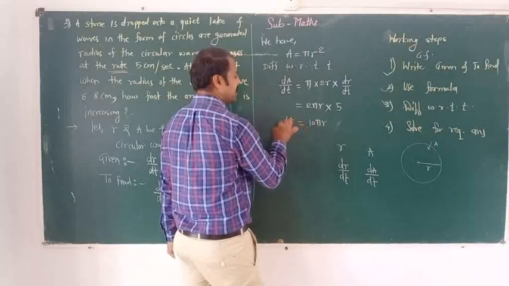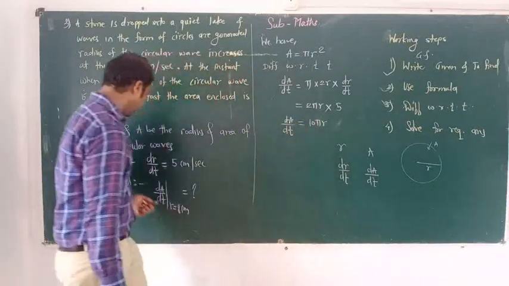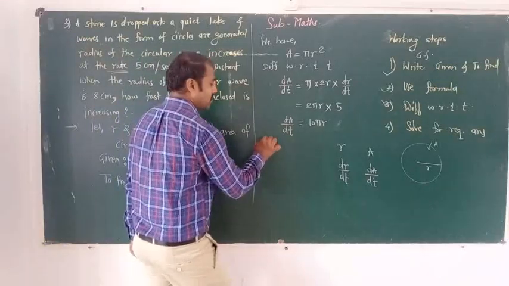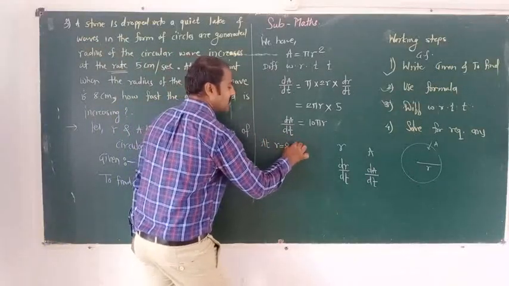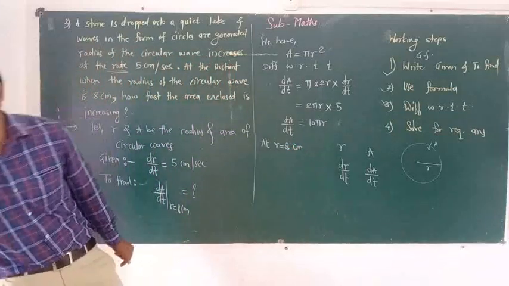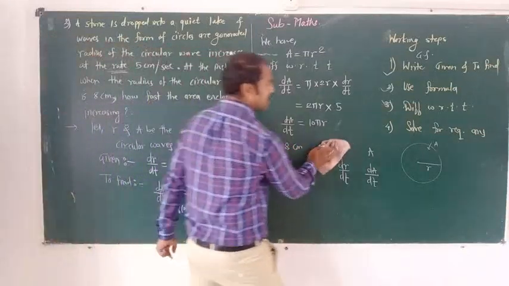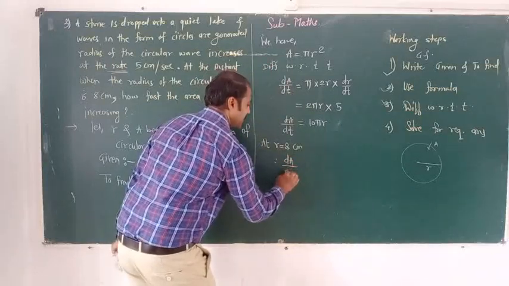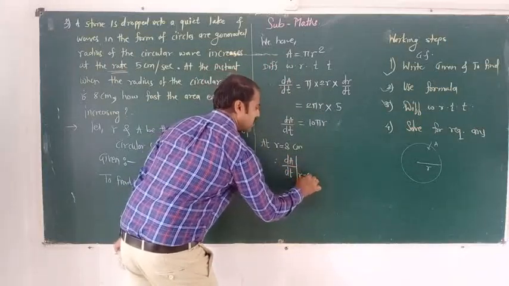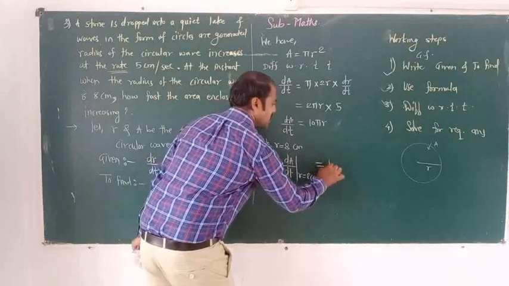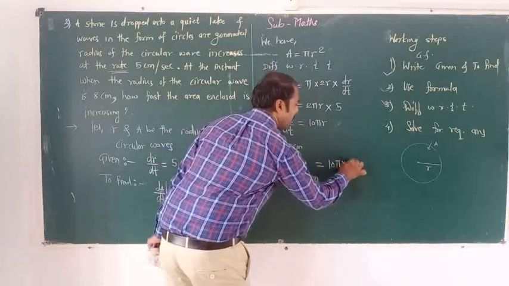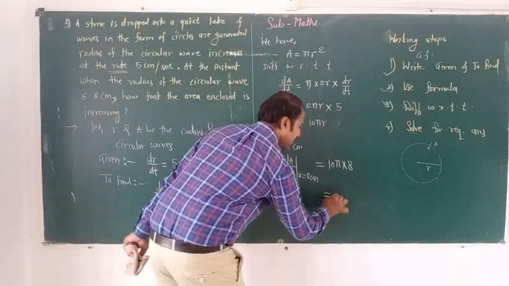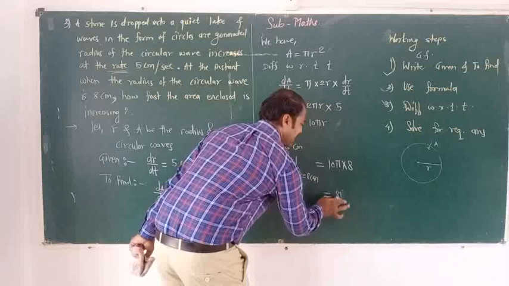It's dA by dt, but we have to find here dA by dt at r is equal to 8 centimeter. So dA by dt at r is equal to 8 centimeter is equal to 10 pi into, value of r is 8. 10 into 8, it's 80 pi.